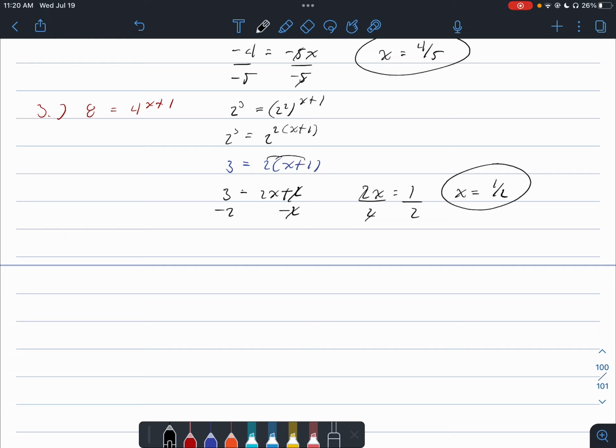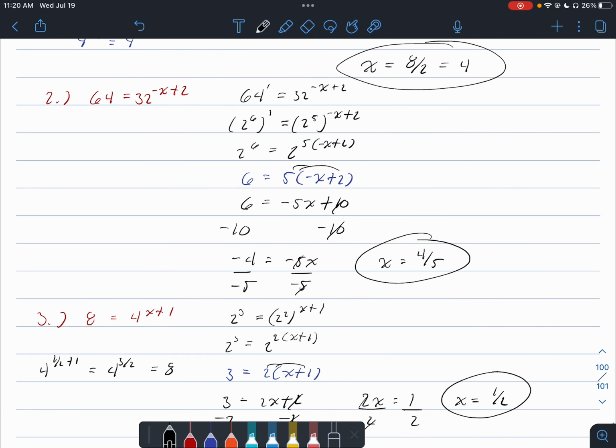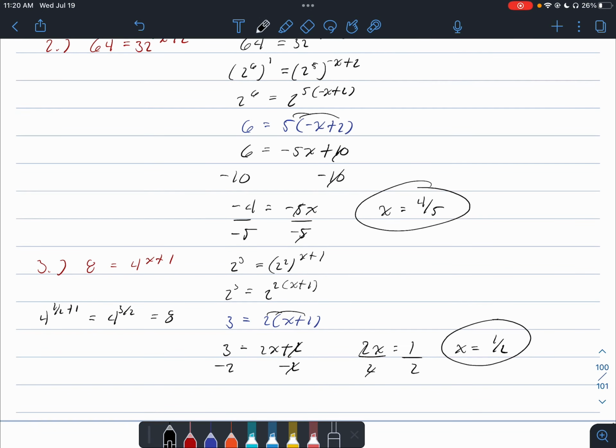And now let's double check that. If we plug in x equals 1/2 into our equation here, we have 4 to the 1/2 plus 1, which is equal to 4 to the 3/2. If we plug that in, 4 to the 3 over 2, we will get 8. So there we go. That works out. So x is equal to 1/2. So yeah, these really aren't too bad. You just have to remember that you can oftentimes find a common base when solving these problems.